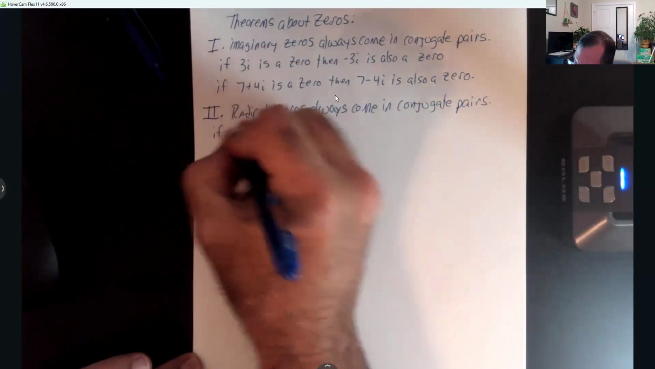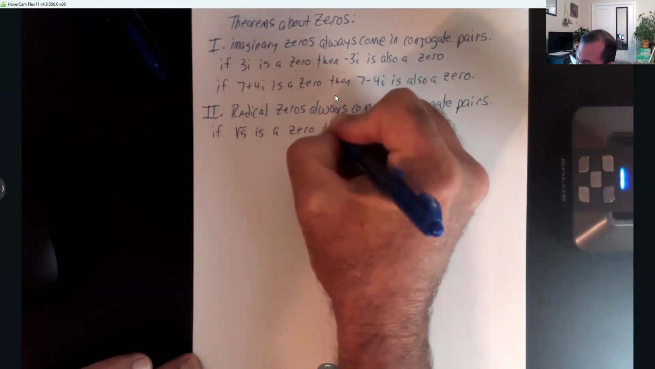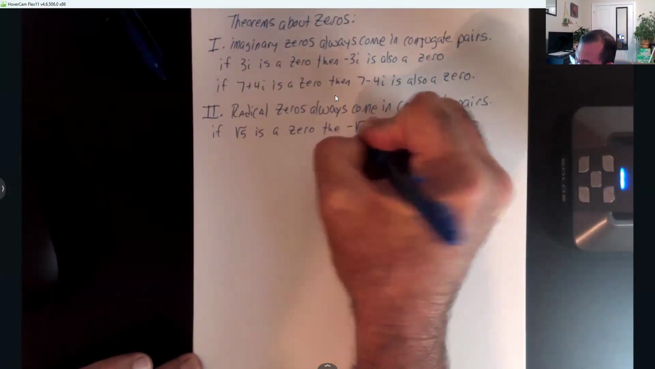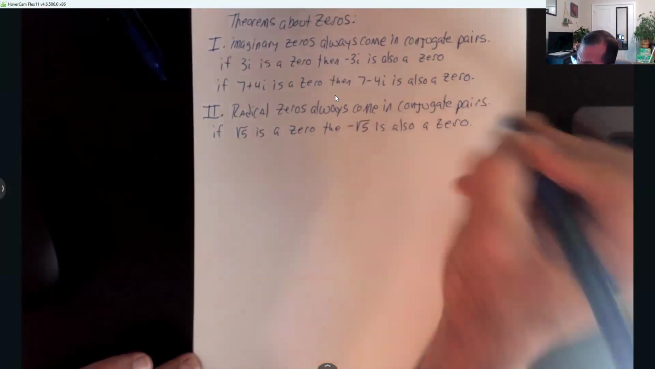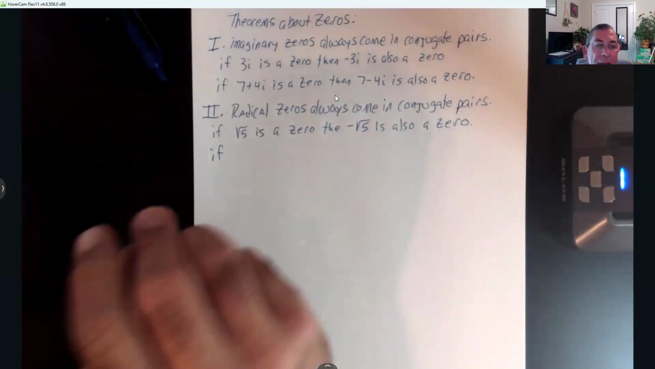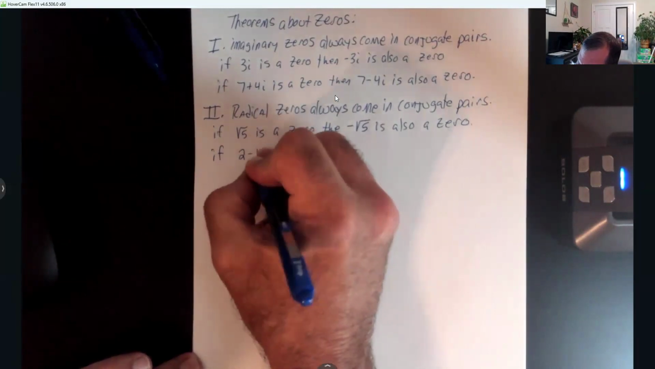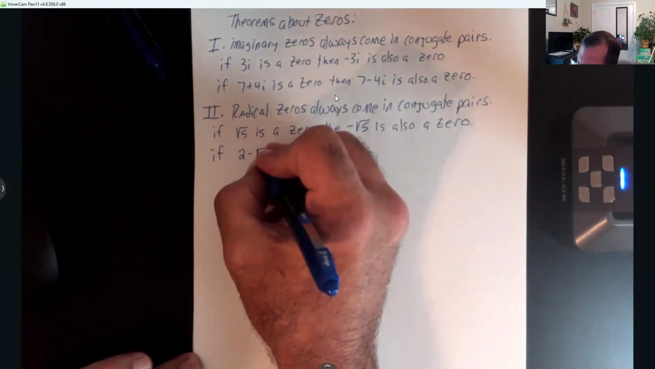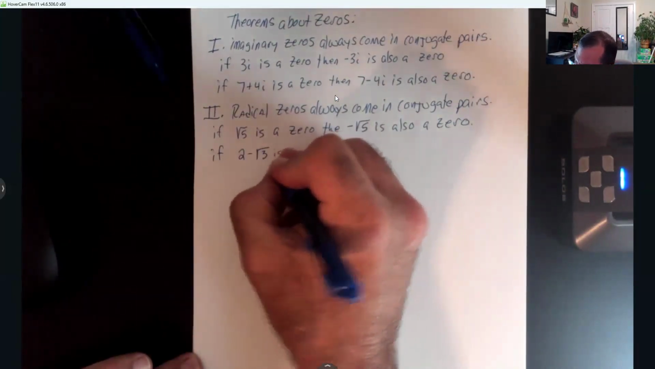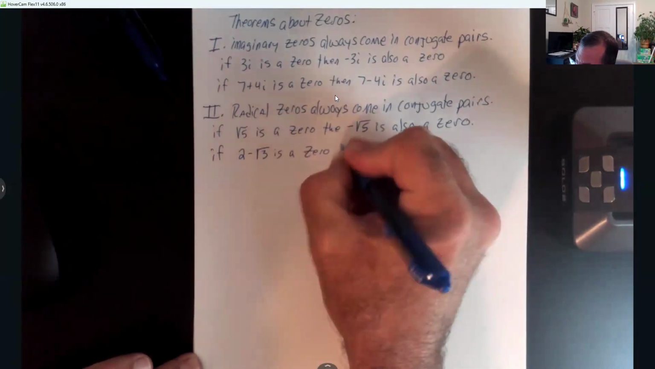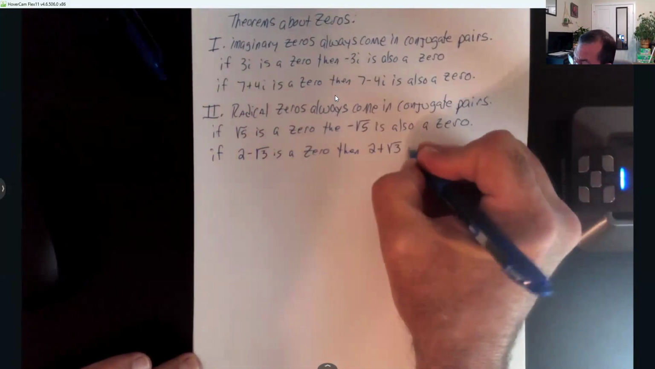So that means if a square root of 5 is a zero, then a negative square root of 5 is also a zero. And these can be written as a real number and a radical. So if you had something like 2 minus square root of, oh, what I want here, 3. If 2 minus square root of 3 is a zero, then 2 plus the square root of 3 is also a zero.